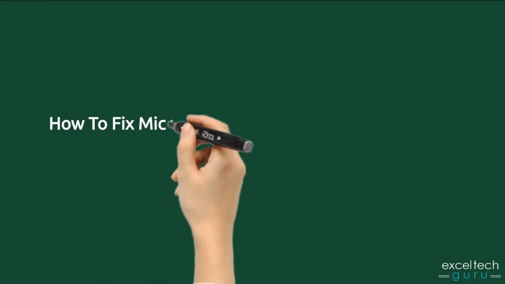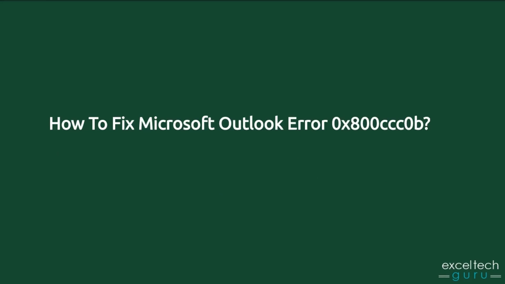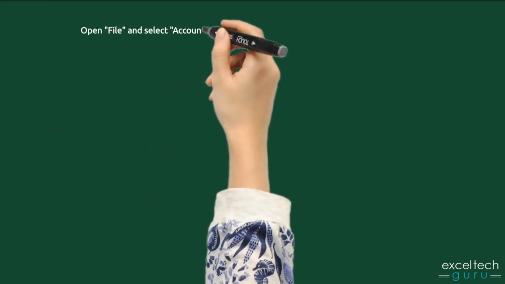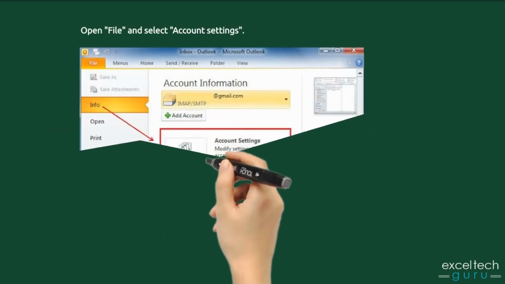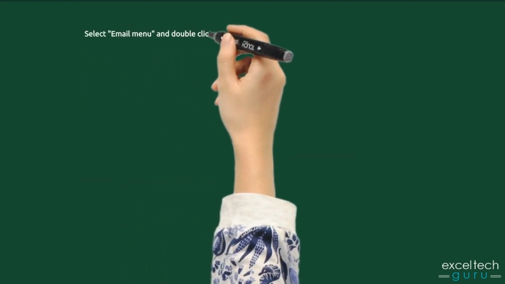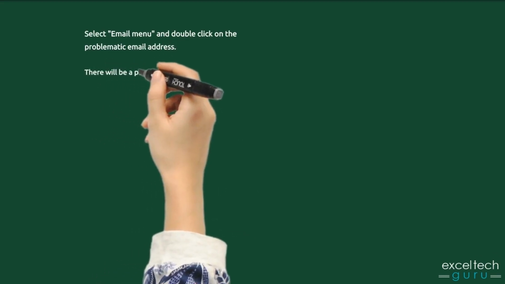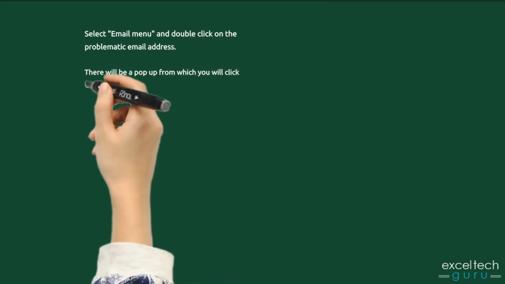How to fix Microsoft Outlook error 0x800ccc0b. Open File and select Account Settings. Select Email menu and double-click on the problematic email address. There will be a pop-up from which you will click on the More Options menu.